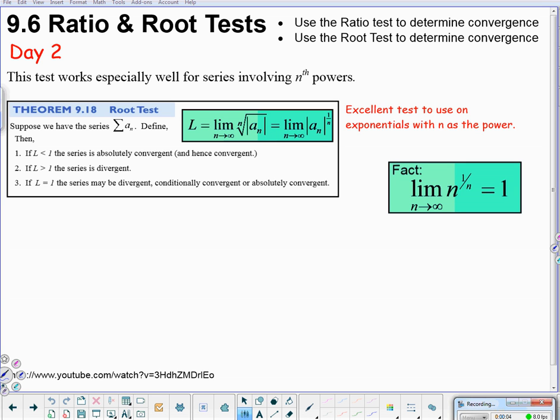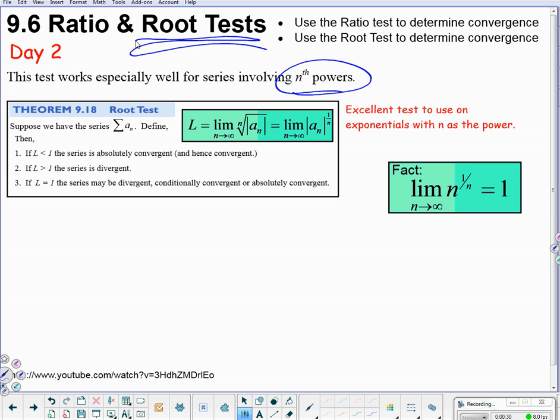Well, I'm back, you guys, and we're working on 9-6, the root test. I have the other video out there on ratio, so please take a look at that if you missed the ratio as well. We can use the root test to see if the series converge. This one will work really well if I have terms of the sequence that have nth powers.